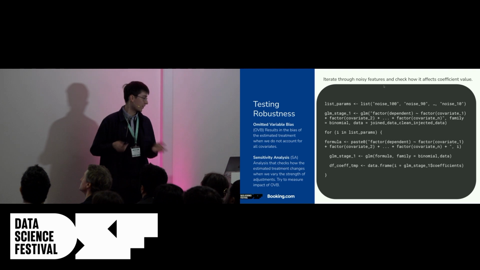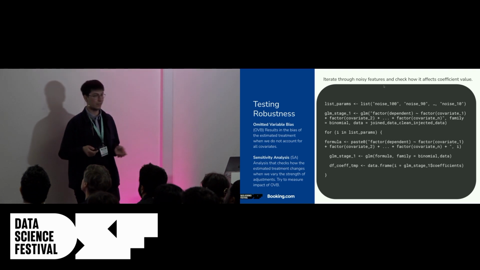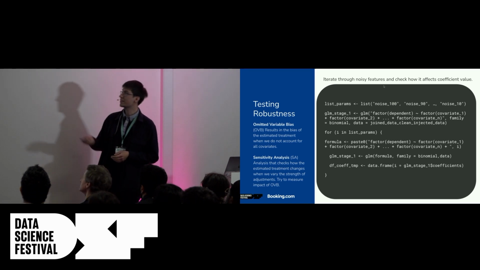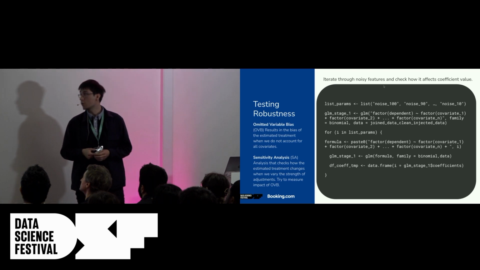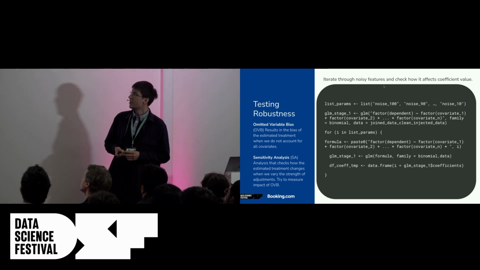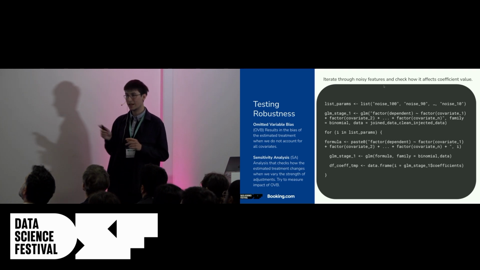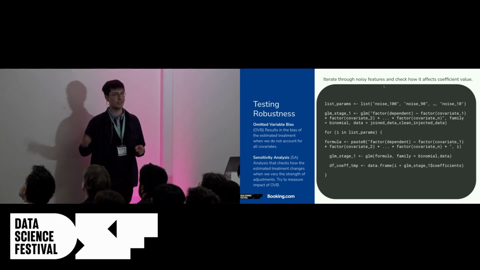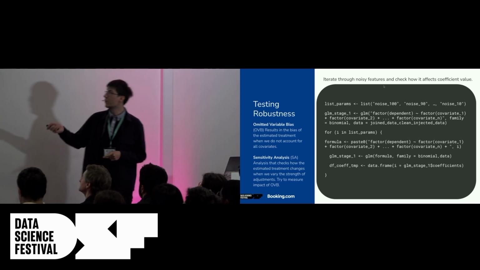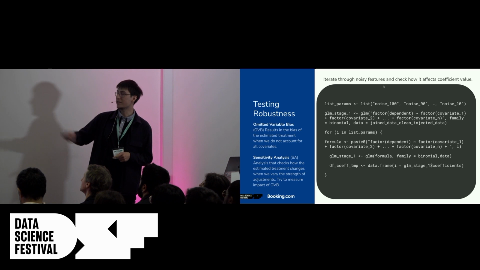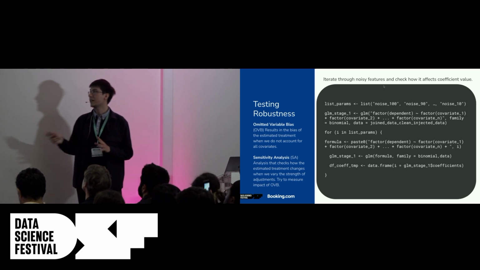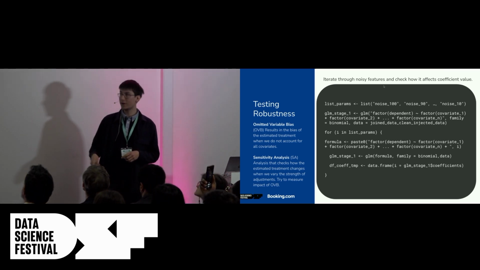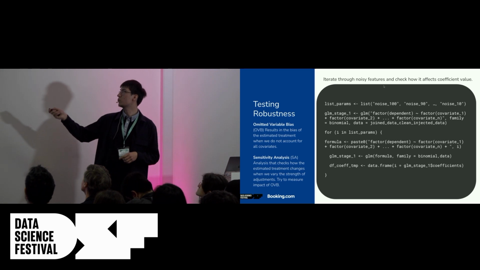But I guess this is something that is widely described in the literature, and this is something that we proposed and included in our model. What we did is create a synthetic feature that to some extent is correlated with the treatment, and to some extent includes noise. So for instance, noise 100 means it's total noise, it doesn't include any correlation with our dependent variable. Then you have noise 90, up to noise 10.